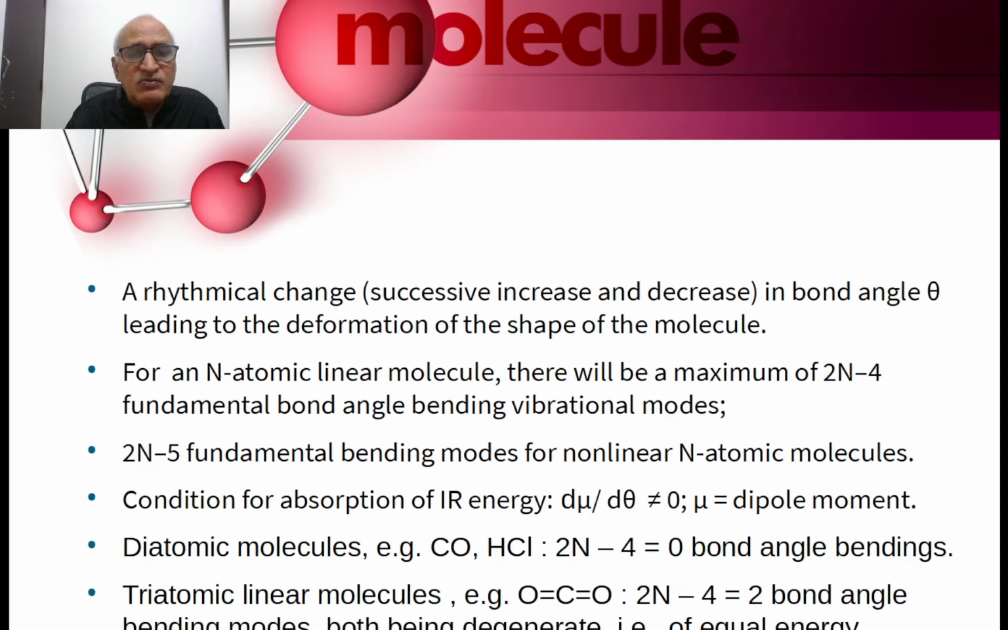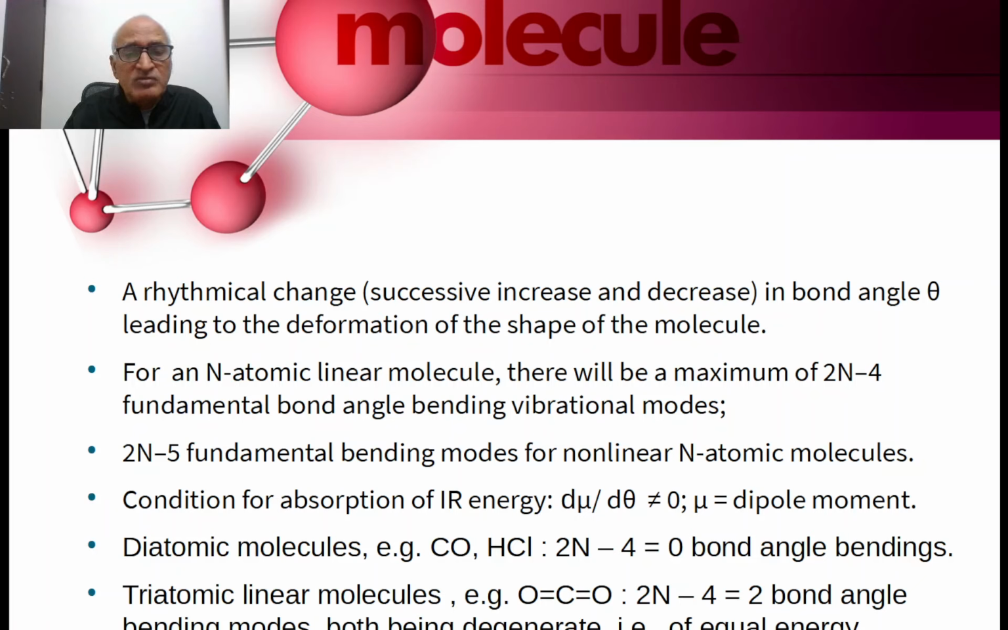Condition for absorption of IR energy during bending vibration is like that for stretching vibration. Mathematically it is written d mu by d theta not equal to 0. Again, mu is dipole moment. D mu means infinitesimally small change in dipole moment, and d theta means infinitesimally small change in the bond angle. Examples: diatomic molecules like CO, HCl, we have the formula 2n minus 4 equal to 0. No bond angle bending vibration can take place for diatomic molecule.